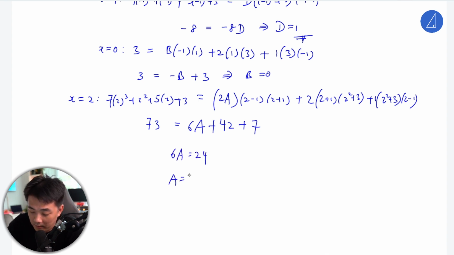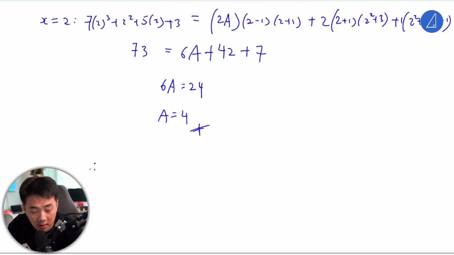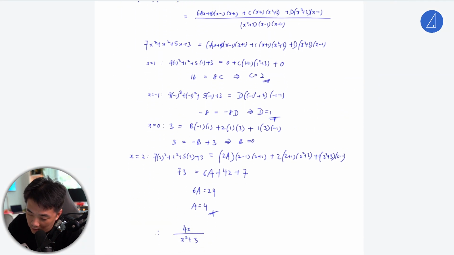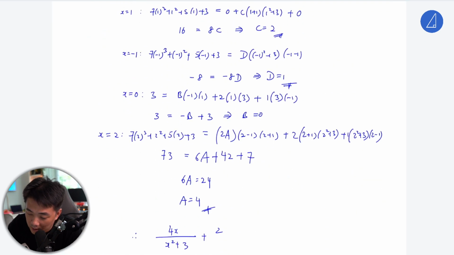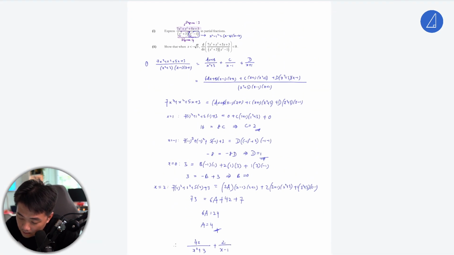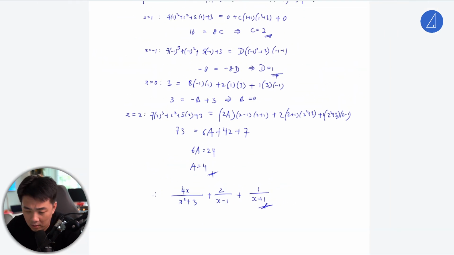A equals 4. Okay. So the partial fraction that we get is 4x over x squared plus 3, because b is 0 and a is 4, right? Then c is actually 2, so plus 2 over x minus 1. Then d would just be 1. Okay, so that's the first part. I think that's pretty okay.